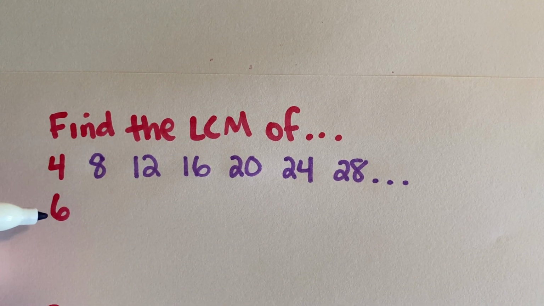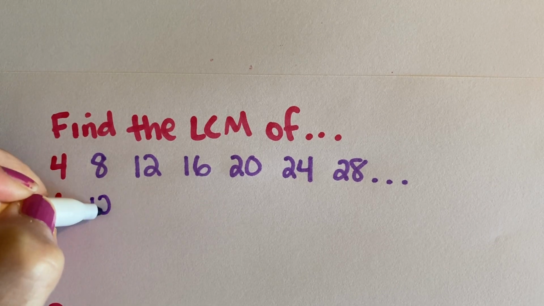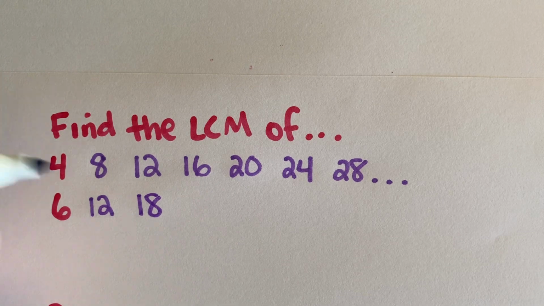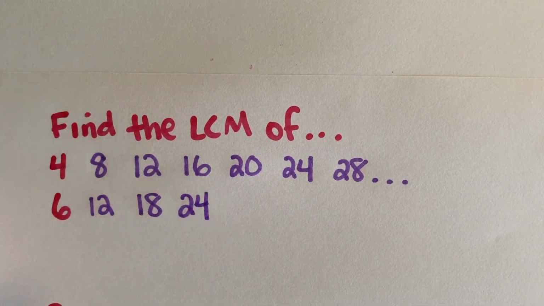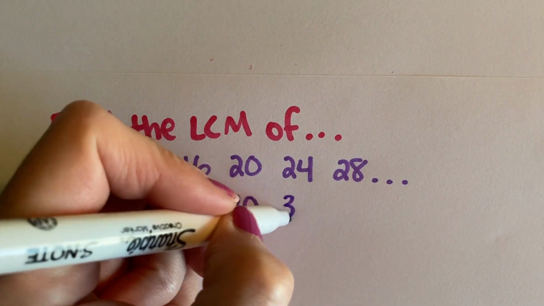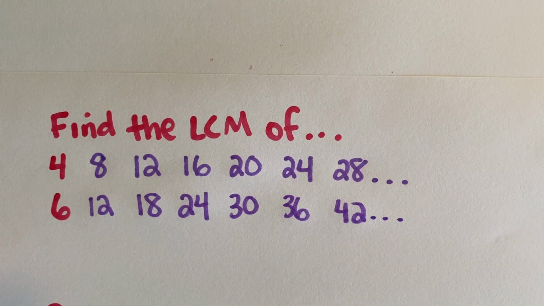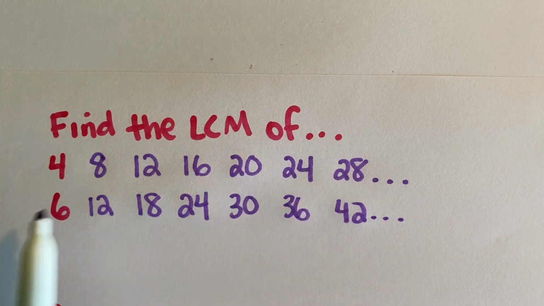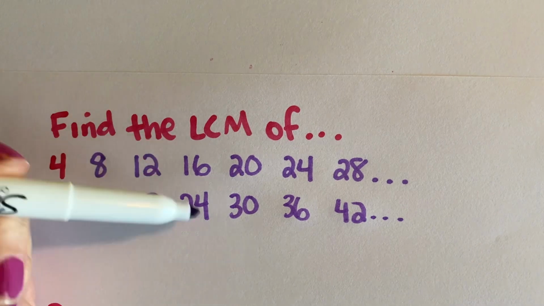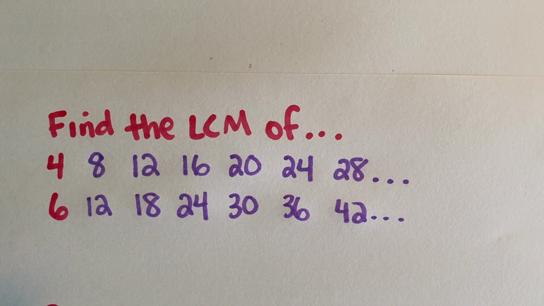Let's work on the 6 next. 6 times 1 is 6. 6 times 2 is 12. 6 times 3, 18. 6 times 4, 24. 6 times 5, 30. And then 36. And then 42, ... So now I want you to look down these lines of multiples and find what you see that the two rows have in common. What do they match on?